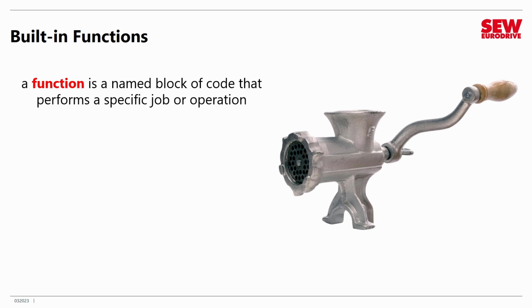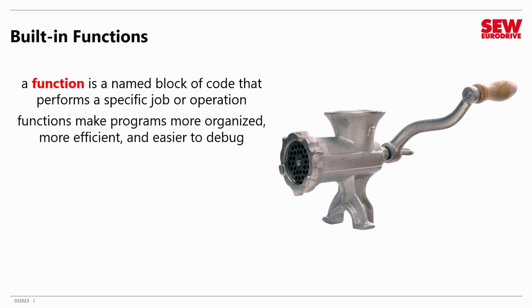What is a function? As I've said before, it's just a named block of code that performs a specific job or operation. Programs use functions to do specific tasks. They're really a way of organizing your program and making it a little more structured. So functions make your programs more organized, more efficient, and easier to debug. Instead of viewing the program as just a big mass of code, you view it as smaller blocks of code and you work on them individually until you get them working right. So that's one very definite advantage of functions.